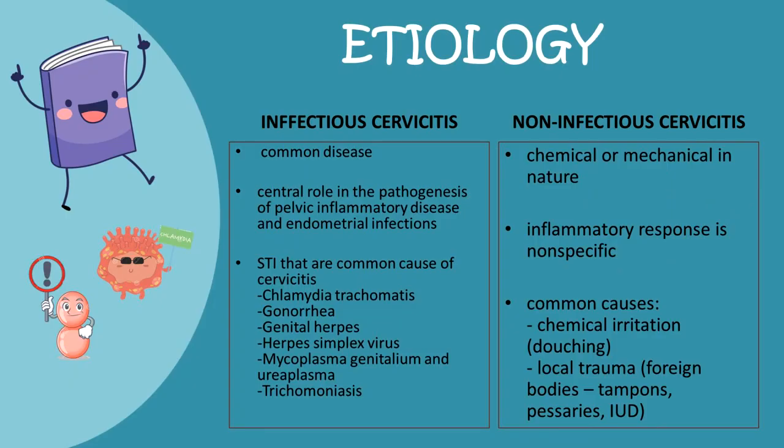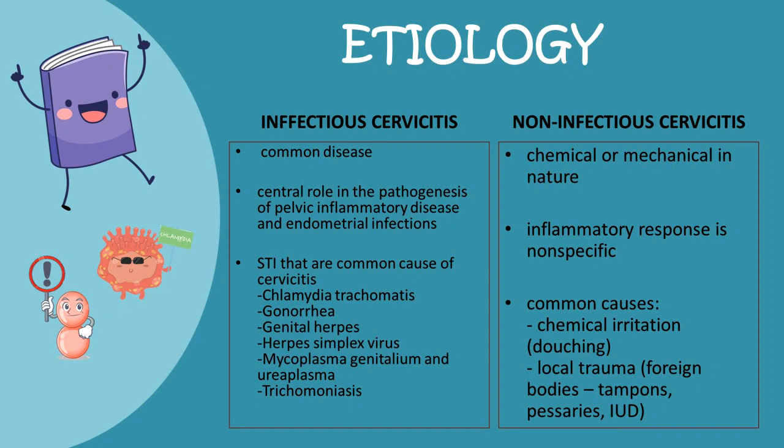Cervicitis can be caused by infections or other inflammatory processes such as mechanical trauma or chemical exposure. Examples of mechanical trauma are trauma from surgical instruments and the use of foreign bodies such as tampons and IUCD, while chemical exposure comes from the use of latex, vaginal douches, and contraceptive cream.